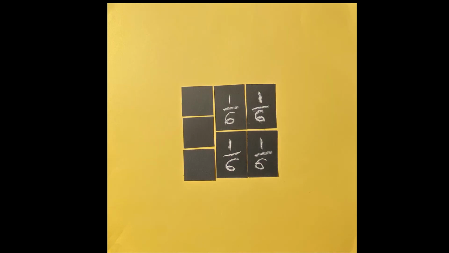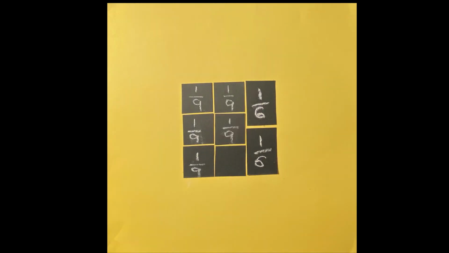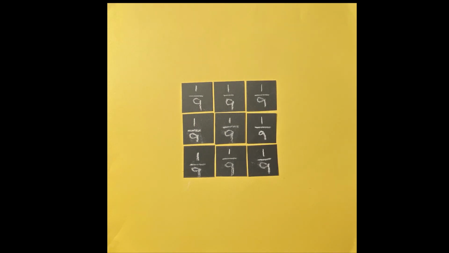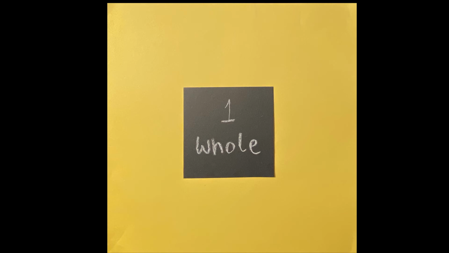Now what if instead of splitting our original thirds into 2 pieces each, we split them into 3 pieces each? We then have 9 pieces. Now we call these ninths, and 9 of them make a whole, so 9 ninths make a whole.